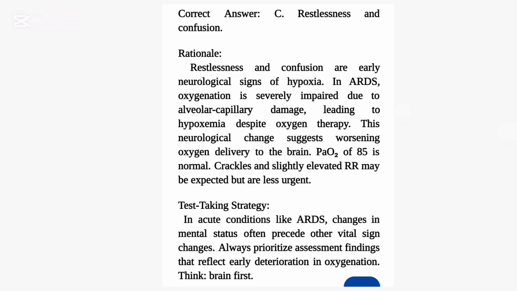Correct answer: C. Restlessness and confusion. Rationale: restlessness and confusion are early neurological signs of hypoxia. In ARDS, oxygenation is severely impaired due to alveolar capillary damage, leading to hypoxemia despite oxygen therapy. This neurological change suggests worsening oxygen delivery to the brain. Partial pressure of oxygen of 85 is normal. Crackles and slightly elevated RR may be expected, but are less urgent.